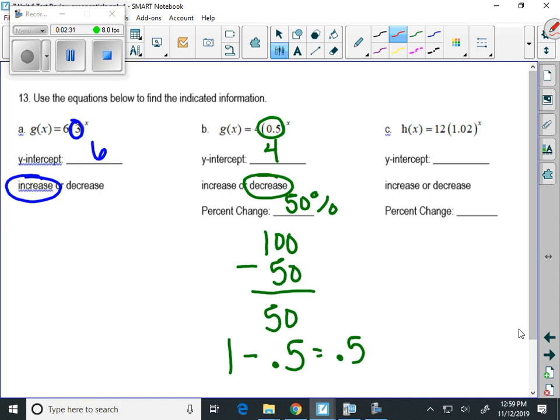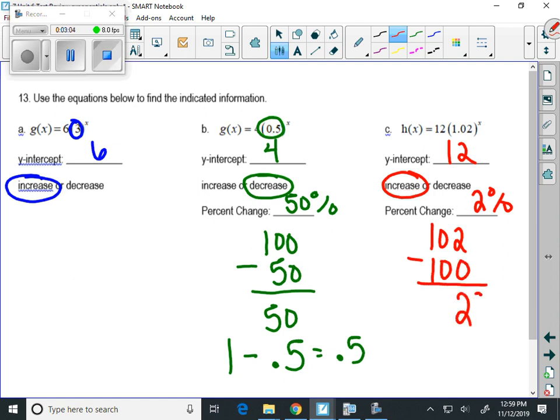Letter C, h of x equals 12 times 1.02 to the x. Well, what's the y-intercept? It's 12. Again, if you don't know that, then let your calculator help you figure that out. 1.02 is more than 1, so this is going to be an increase. And how much more than 1 is it? Well, it's 2%. We took 102 minus 100, which gives us the 2%.